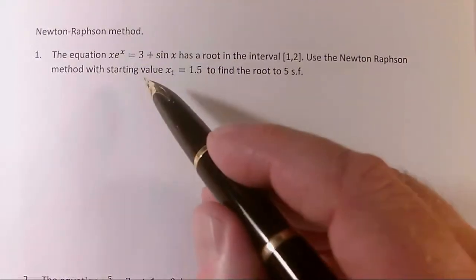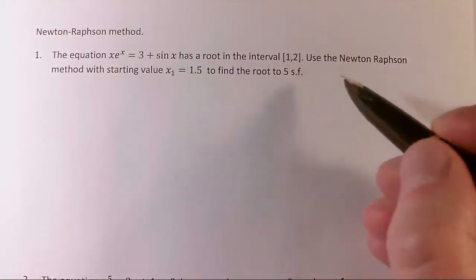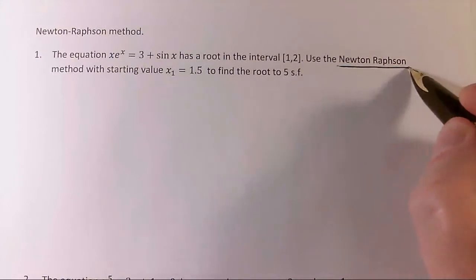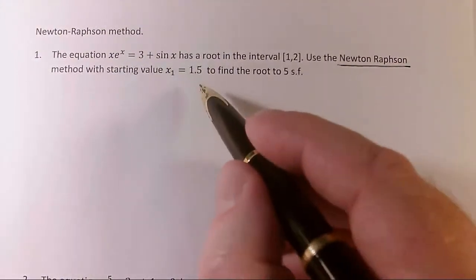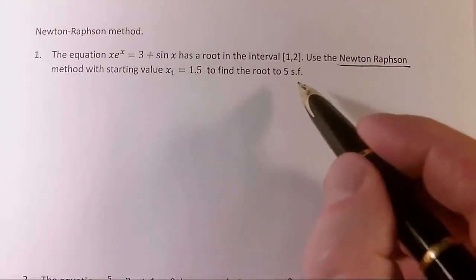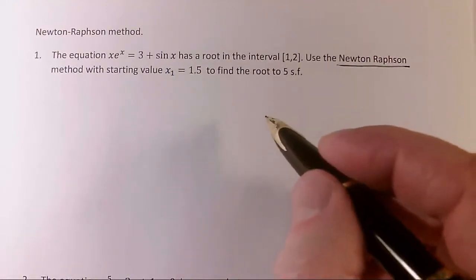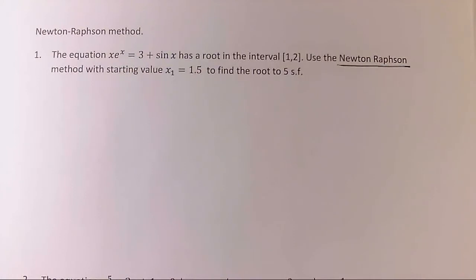Okay, we've got an equation, it tells us roughly where a root is, and we've got to use the Newton-Raphson procedure, which is in your formula book. It gives us a starting value. We're going to find the root to 5 significant figures. The thing given in your formula book looks like this.